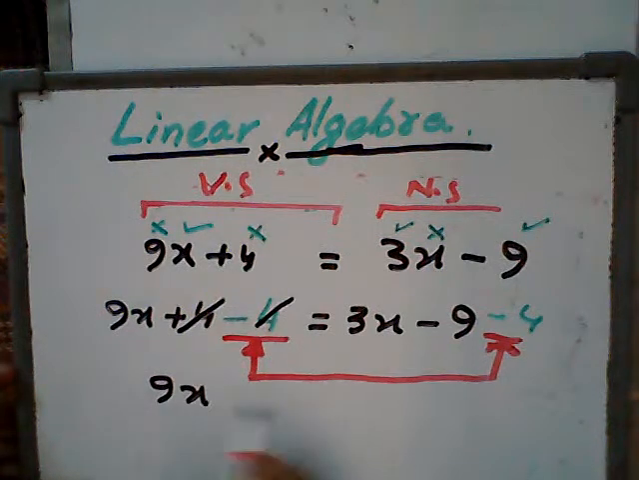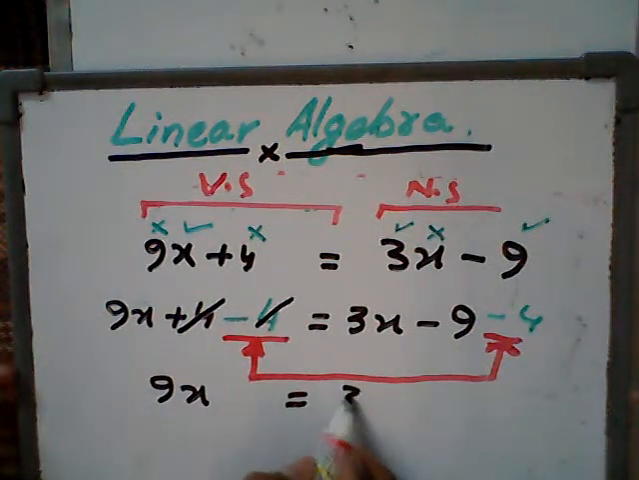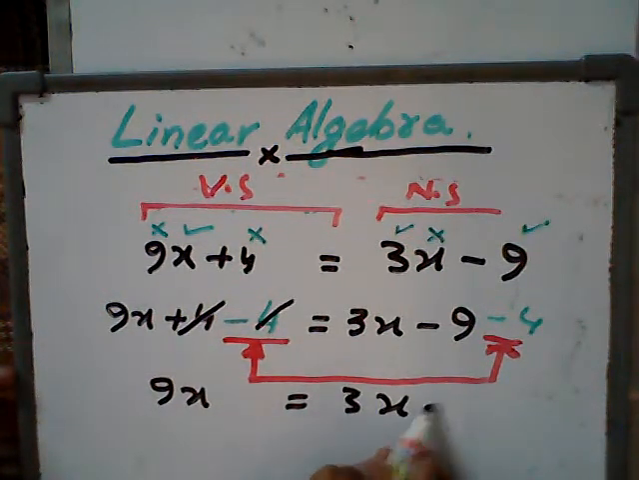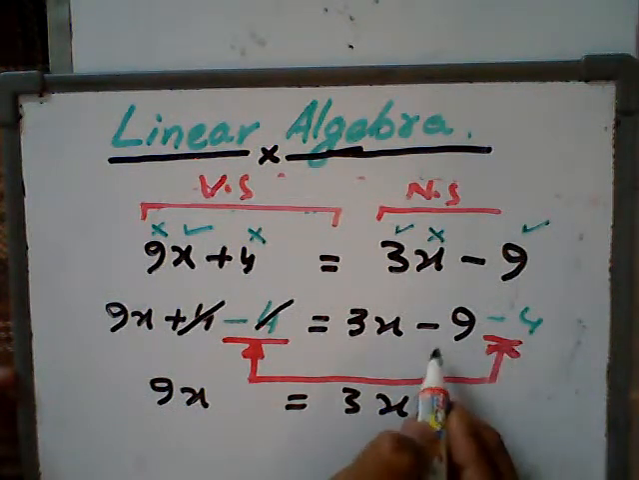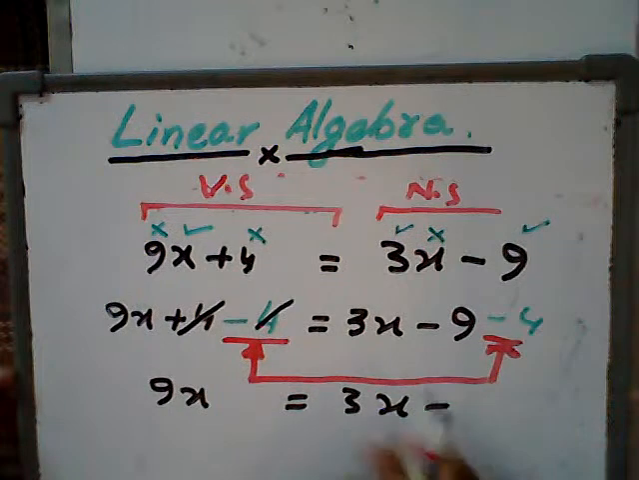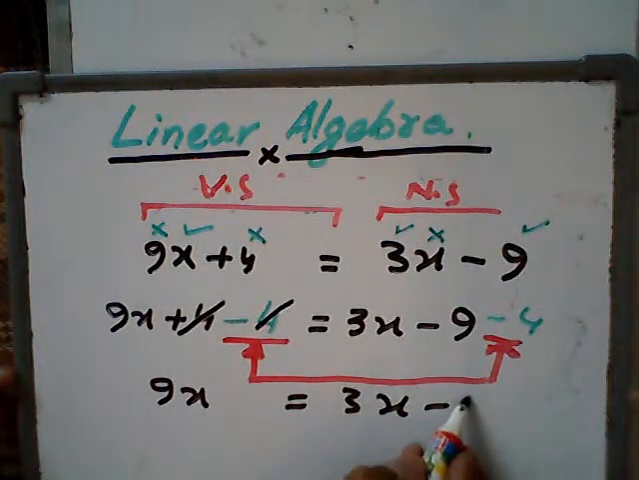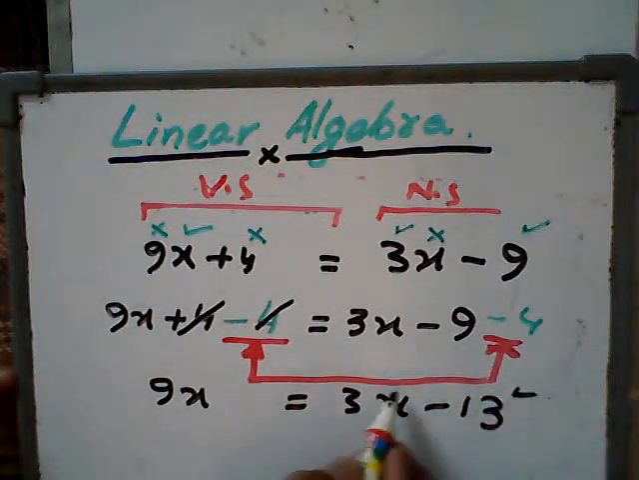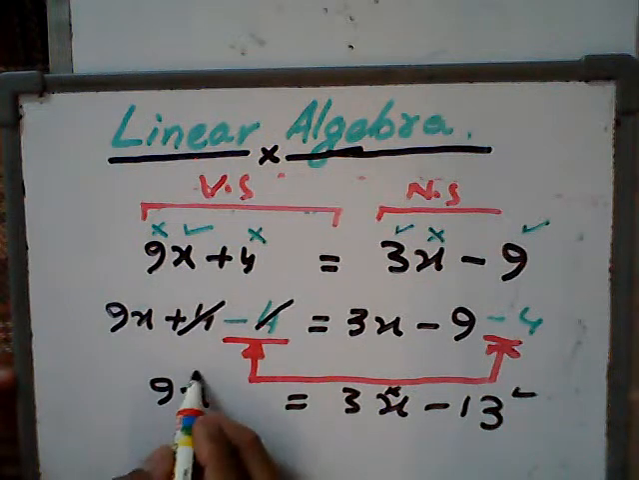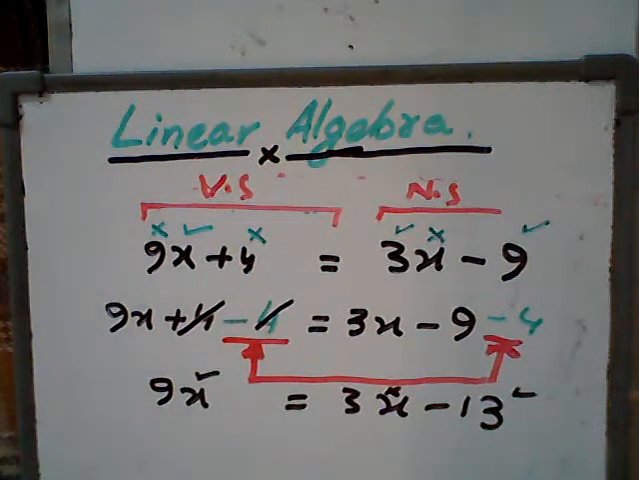9x is equal to 3x minus... now these numbers can be added, it is the same sign, so we'll be adding them and keeping the bigger number's sign, so it will give us minus 30. Now right place, wrong place, right place. Now the variable is at the wrong place, so it needs to be solved now.